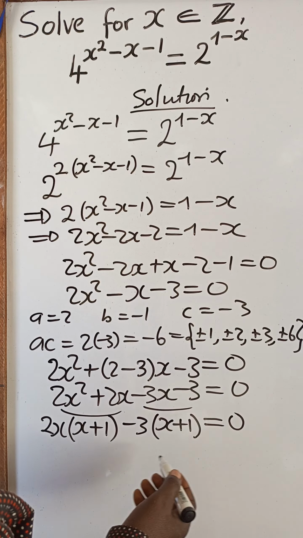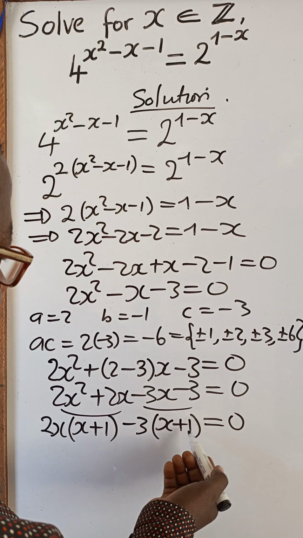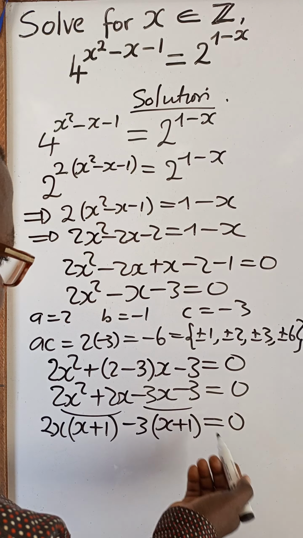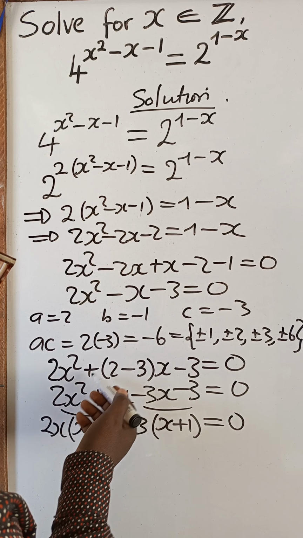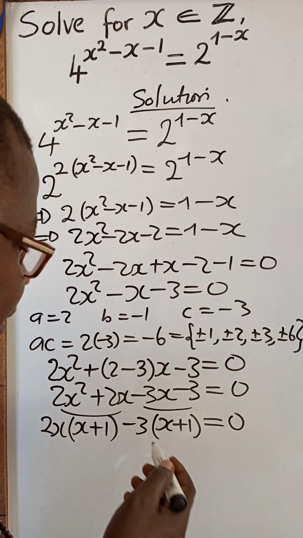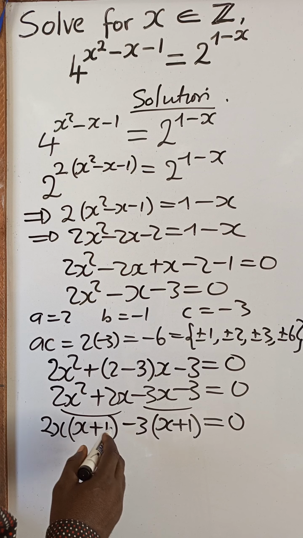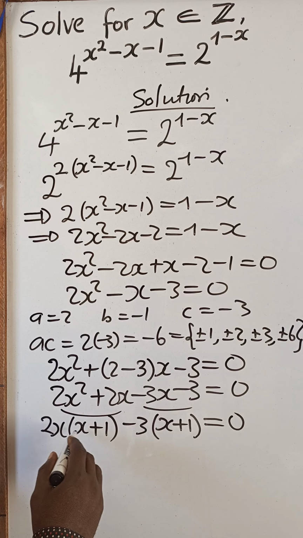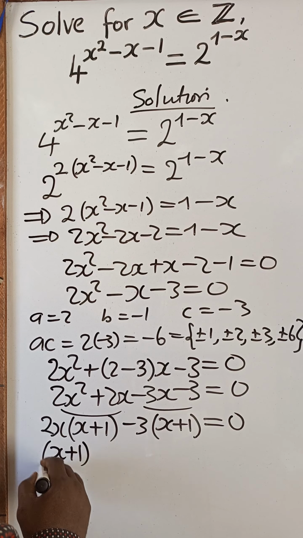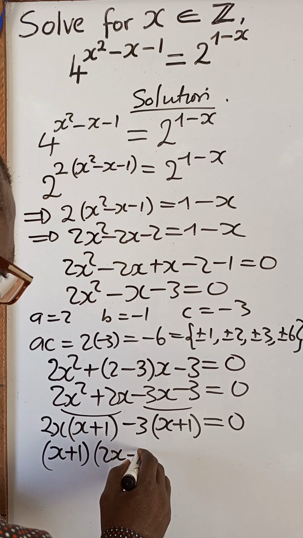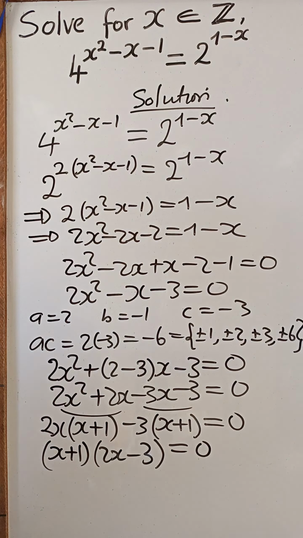You can always check to be sure that your factorization is correct. If you distribute negative 3 into x plus 1, you're going to get negative 3x, negative 3. If you distribute 2x into x plus 1, you're going to get 2x squared plus 2x. Alright, so this factorization is correct. Again, we have to continue because we have x plus 1 and x plus 1 common. So we factorize out x plus 1 into 2x minus 3 is equal to 0.